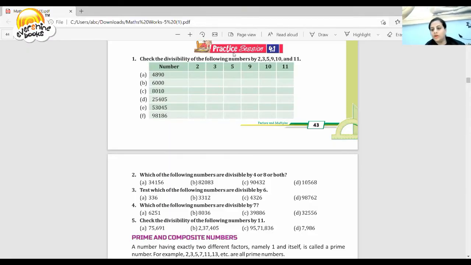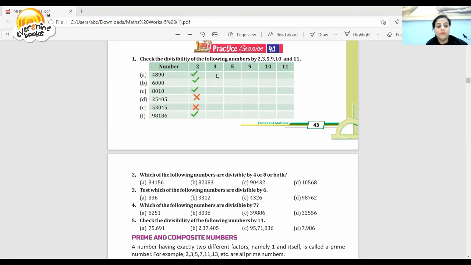So here, on factors and multiples, we are going to start our exercise number 4.1. In that, we are going to check the divisibility. You have done before the divisibility with 2. If 0 is there, it is divisible. If 5 is there, it's not divisible. If 6 is there, it is divisible. So where it is not divisible, we put a cross.